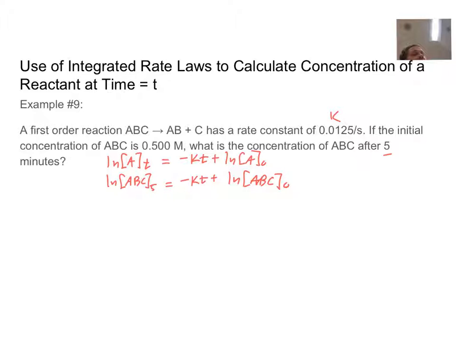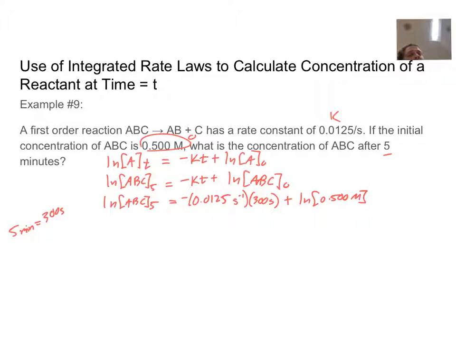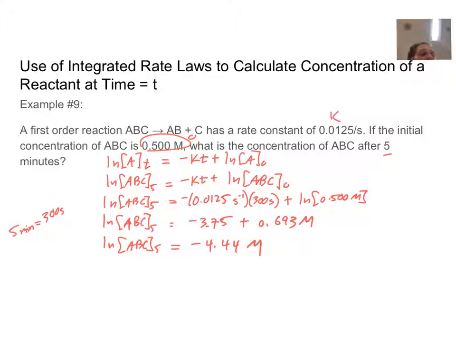So a couple things that I know is I know my constant, I know my time 0, so I'm going to solve for a concentration of ABC at 5 minutes when I take the negative of 0.0125 per second times the time, again 5 minutes equals 300 seconds, plus the natural log of 0.500 molar. So in solving this out, I get negative 3.75 here plus negative 0.693 here. So this gives me negative 4.44 when I add that together.